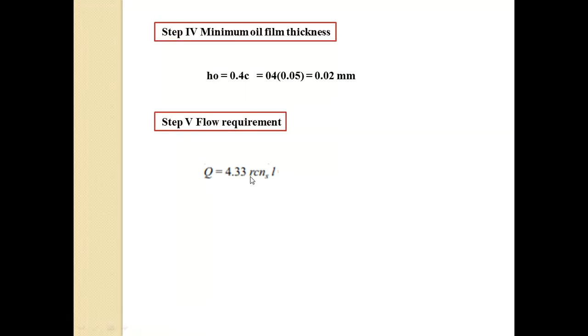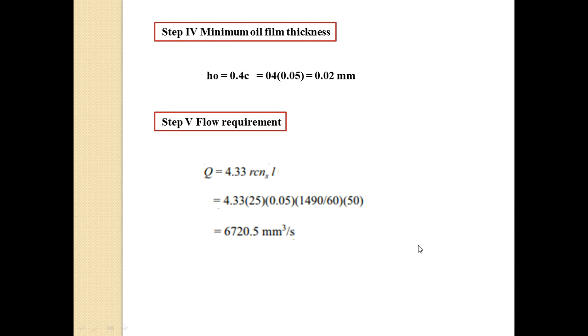So put the values of R. Value of R is known to us. Again, value of C is known to us. Again, value of NS is known to us, and value of L is known to us. So put as it is. So 4.33 is a constant. Value of R is 20. Value of C is 0.05. Value of NS is 1490 divided by 60, and value of L is 50. So calculate this term. After calculation, we got here Q is equal to 6720.5 mm cube per second. So mm cube per second is the unit.